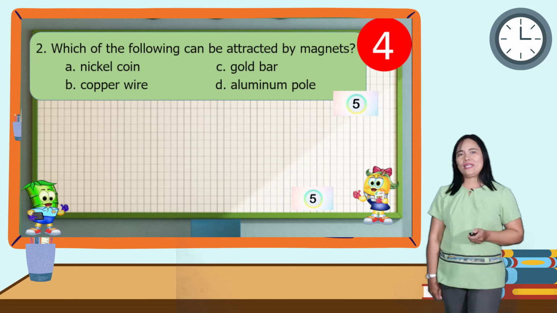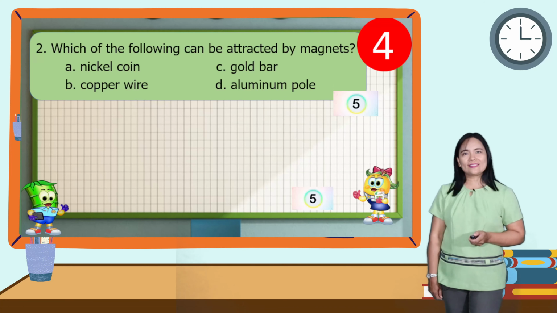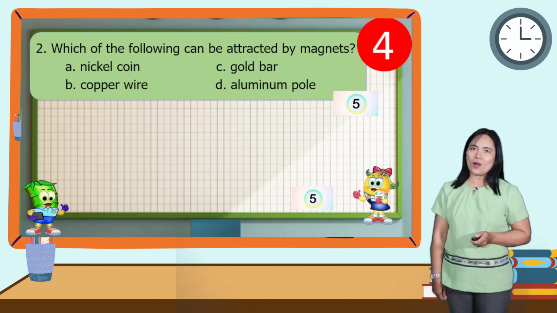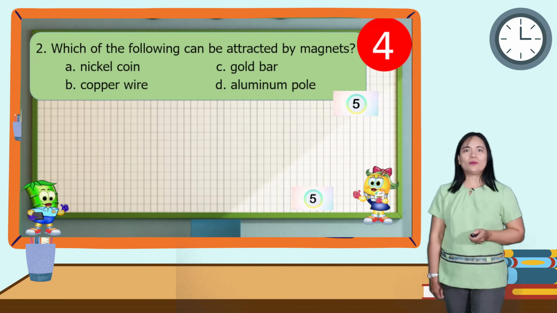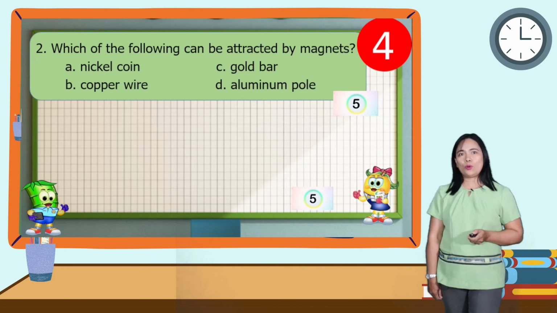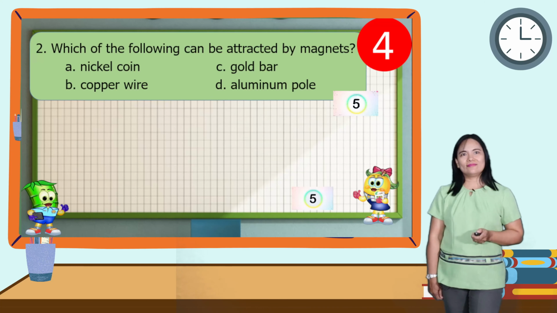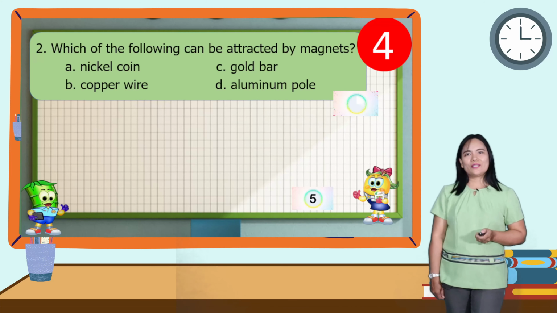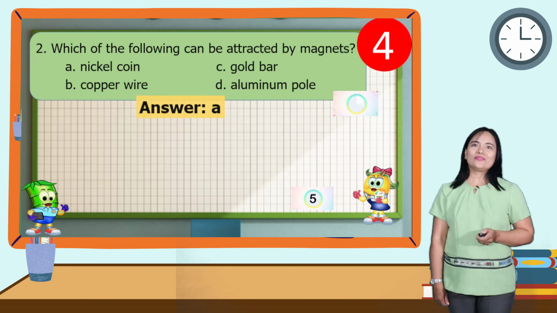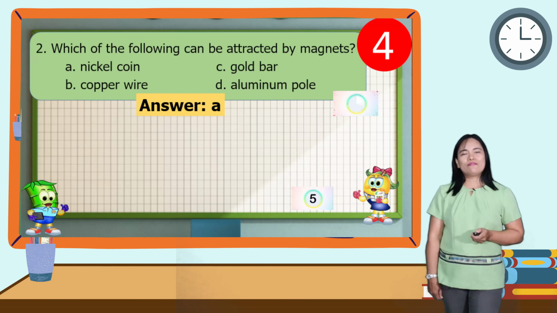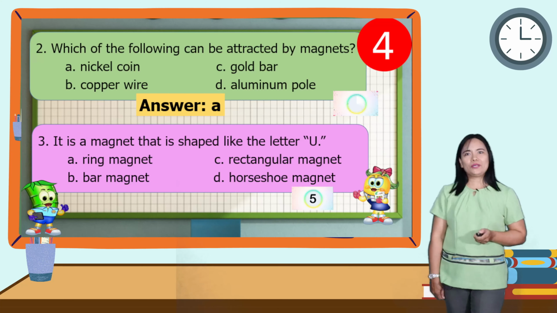What about number 2? Which of the following can be attracted by magnets? Is it A, nickel coin, B, copper wire, C, gold bar, D, aluminum pole? 5 seconds. Time is up. The correct answer there is letter A. It's a nickel coin. Did you get it right, learners? Very good.